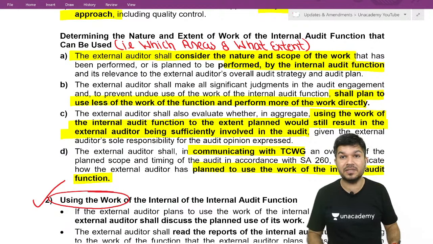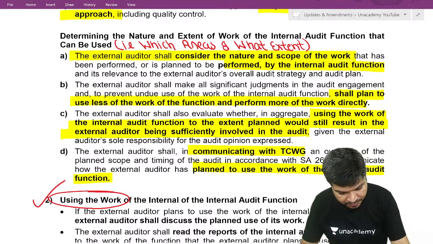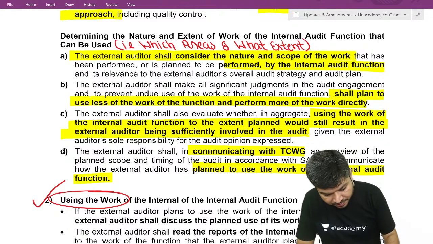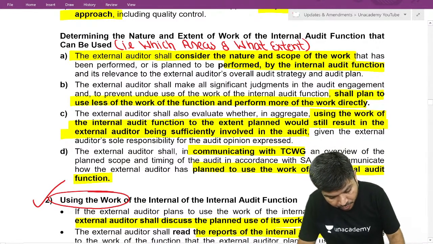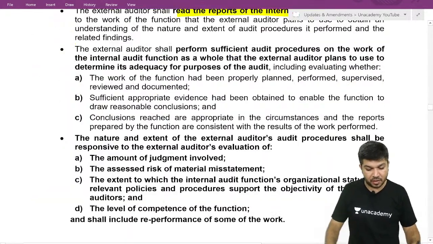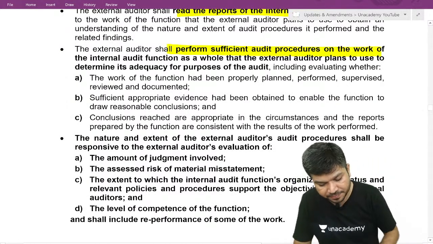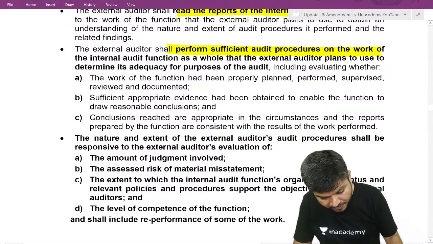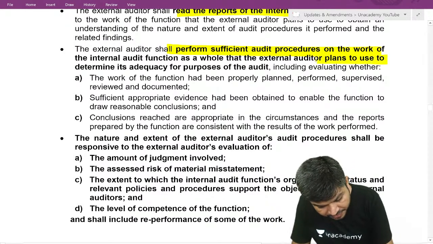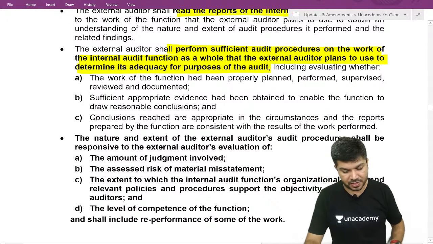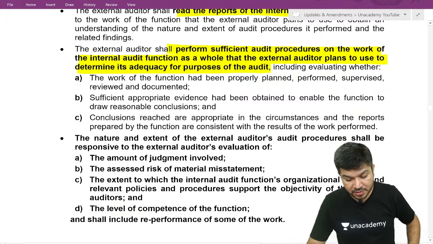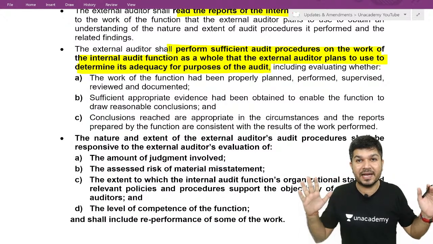How do I understand whether their work is adequate for my purpose? So pay attention. If I'm using the work, I need to discuss the planned use of the work with the internal auditor, and you should read the report of the internal auditor. You should perform sufficient procedures on the work of the internal auditor that you will use, to determine whether they are adequate for our purpose. We need to do some audit procedures on the work of the internal audit function as a whole that we plan to use.